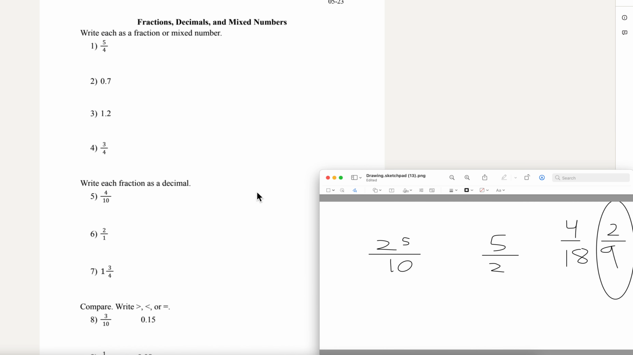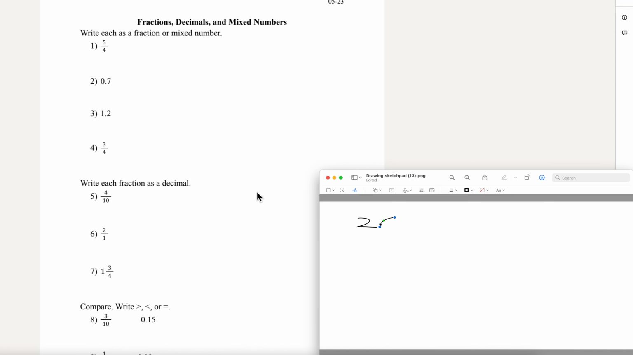Here, fractions, decimals, and mixed numbers. Write each as a fraction or mixed number. So since number 1's already a fraction, we could just put it into a mixed number. 5 over 4. Since we know 1/4 is 0.25, we just add 0.25 5 times, which will be 1.25.